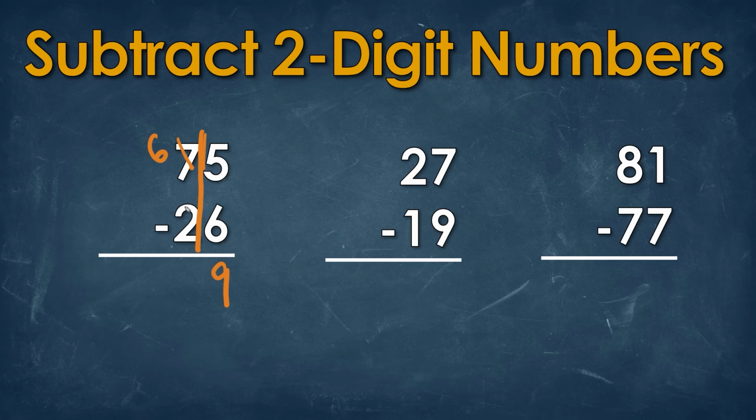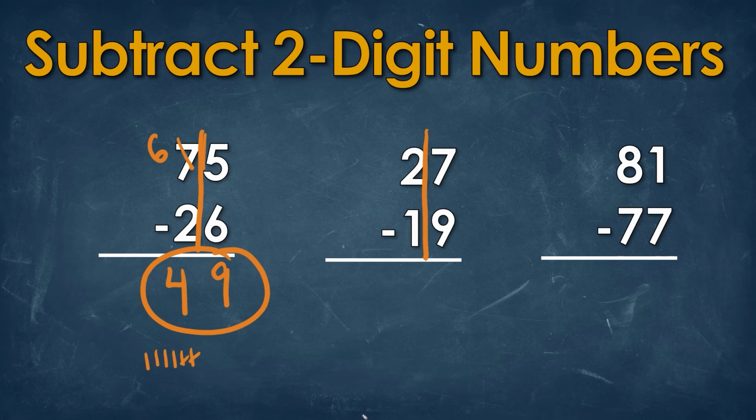Now we have 6 minus 2, right? 6 minus 2, 1, 2, 3, 4, 5, 6. Minus 2, 1, 2. 4. So 75 minus 26 is 49. Let's go on to this one.